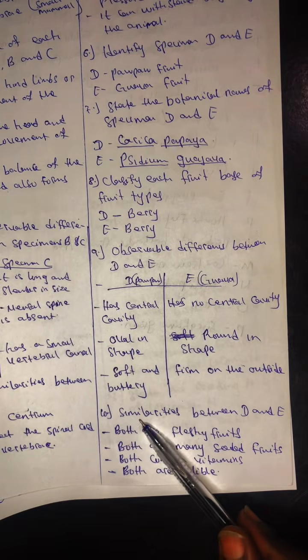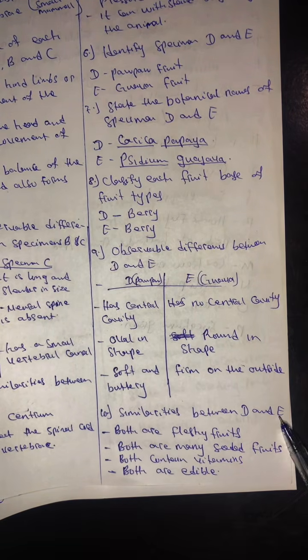They may say similarities between D and E. What's the similarity between specimen D and specimen E? You think about the specimen D. The first thing that should come to your mind is both are fleshy fruit. They are fleshy, of course. Characteristics of fleshy fruit: they are soft, succulent, and edible.